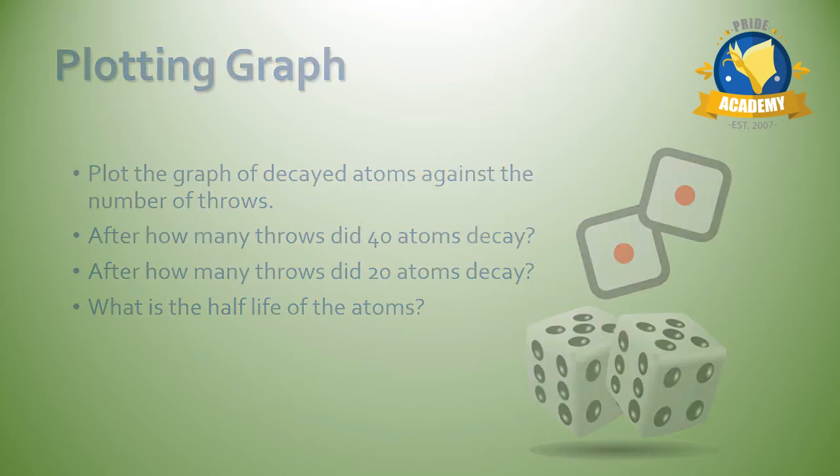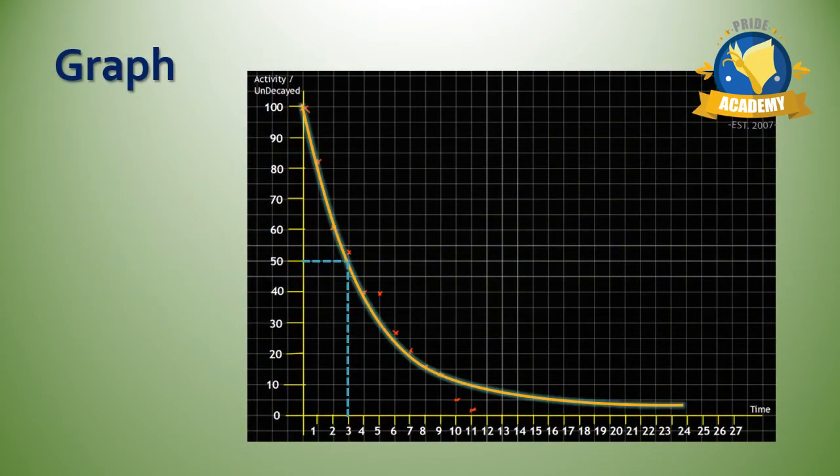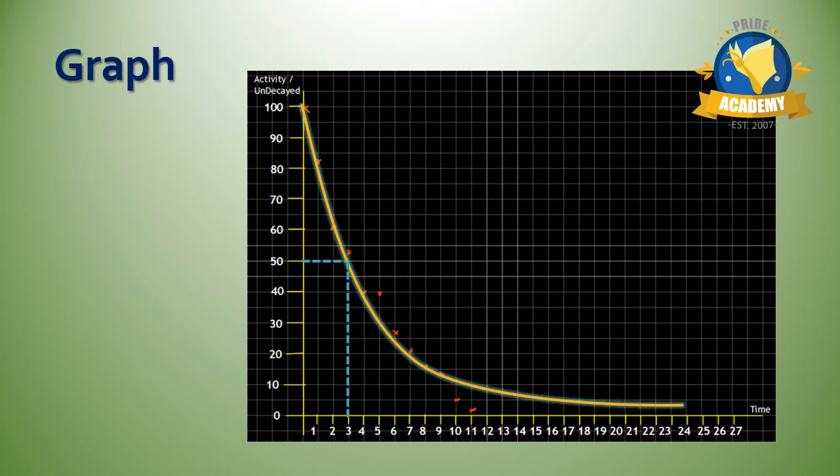So we get this exponential curve, right? And the time at which the 100 dice becomes half, that number of throws, we may consider the throws as time. So let's say one throw is considered as 1 hour. That means in 3 hours the 100 dice becomes half.